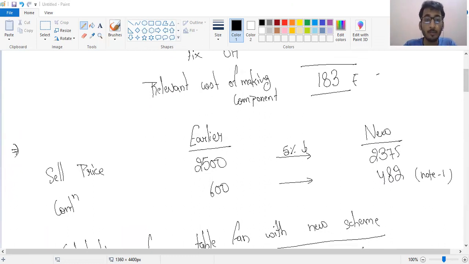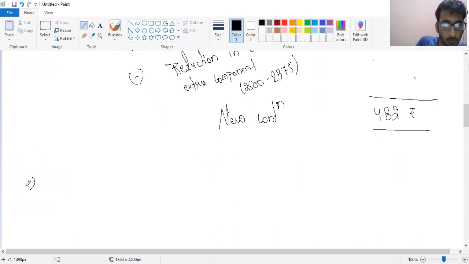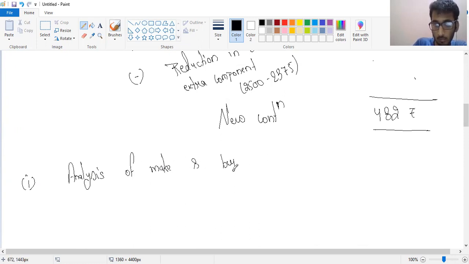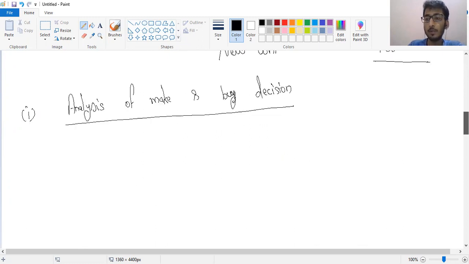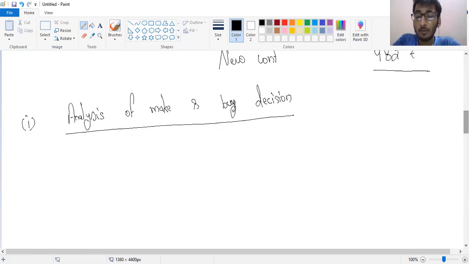So basically, since we have noted down all the data related to the question, what the question is asking is: analyze the make or buy decision on unit basis and total basis. So the first thing, analysis of make and buy decision. Now how many options are we having? If you see, we are having three options.